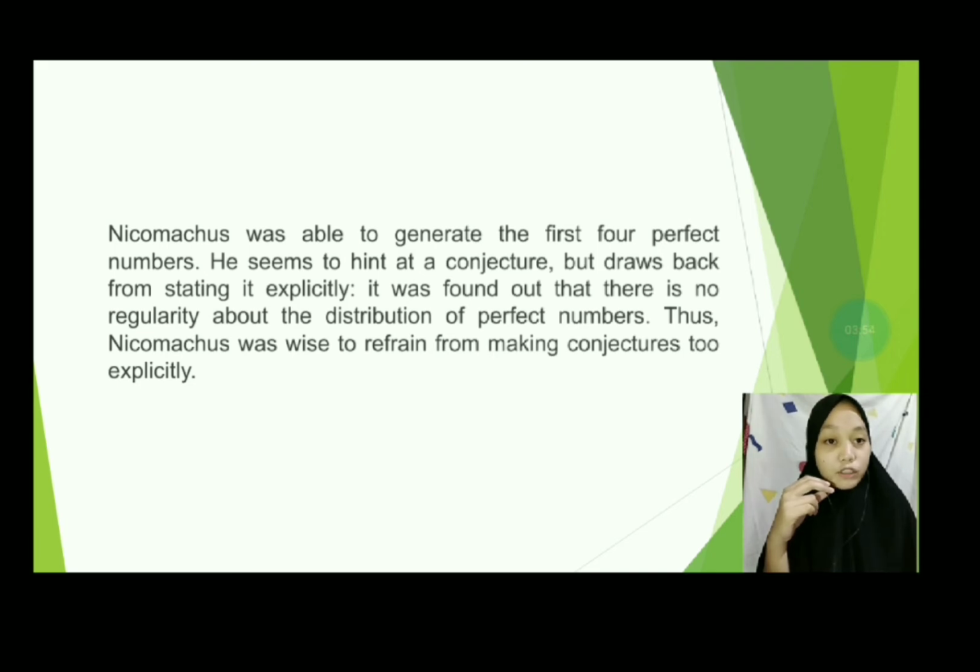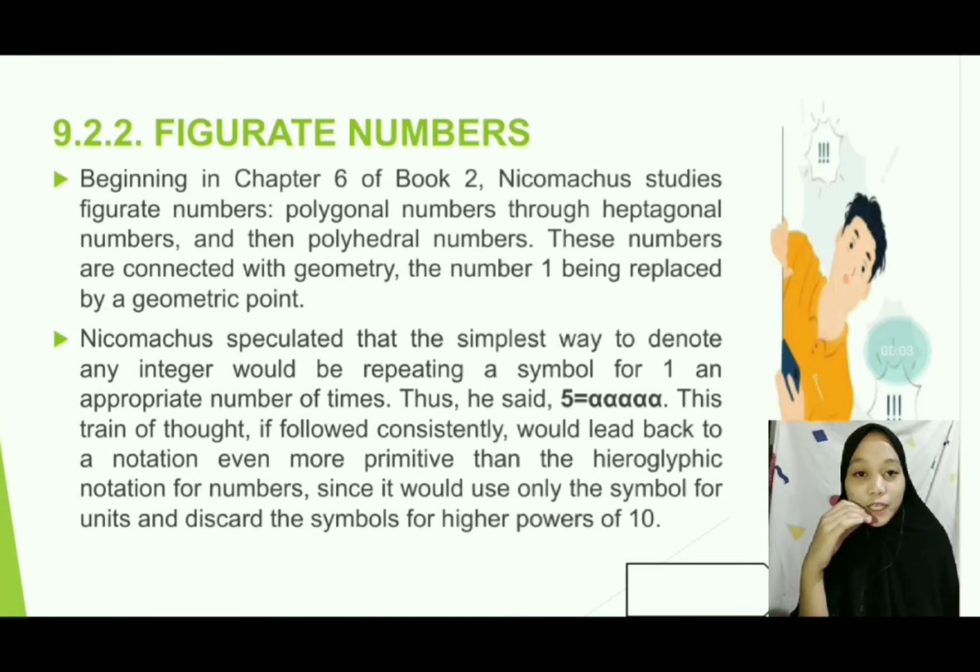So Nicomachus was able to generate the first four perfect numbers. He seems to hint at a conjecture, but draws back from stating it explicitly. It was found out that there is no regularity about the distribution of perfect numbers. Thus, Nicomachus was wise to refrain from making a conjecture too explicitly. So our next lesson is figurate numbers.